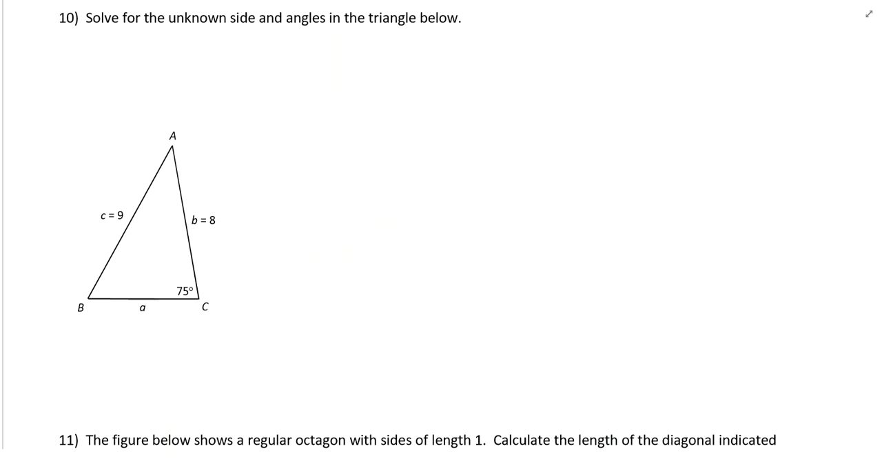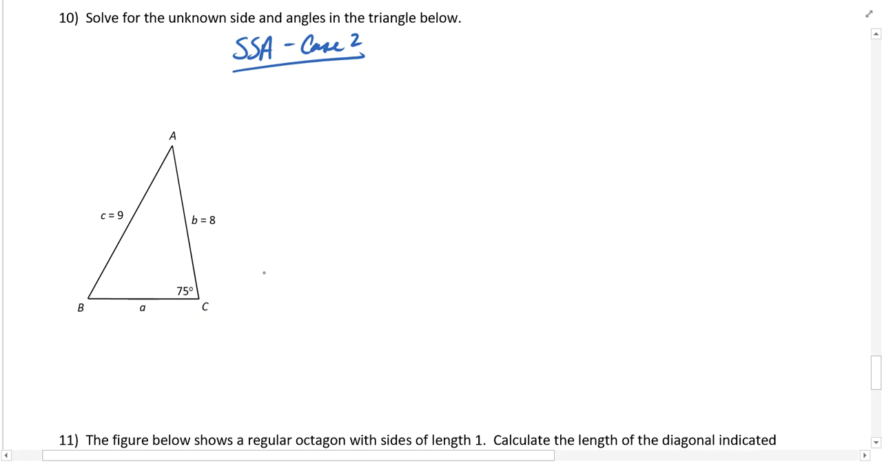In example 10, we're going to do the same thing and solve for the unknown components of this triangle, solve the triangle entirely. But you should notice that this is an SSA triangle, which is case number 2, and we call this the ambiguous case. And there might be some discrepancy as to which solution, if any, exists in this particular scenario.